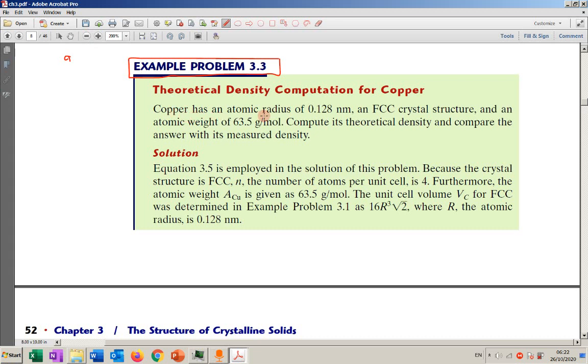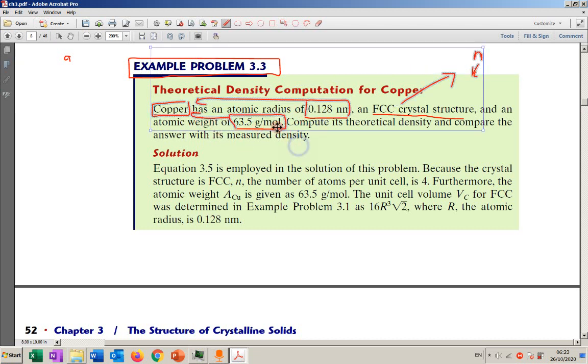Now, let's check this example here, a simple one. It says copper has an atomic radius, so first is copper, the element. The atomic radius is 0.128 nanometer, FCC crystal structure, and an atomic weight of 63.5 gram per mole. Compute the theoretical density and compare the answer with its measured density. The information given tells me it's FCC crystal structure, so it's going to give me n and the volume of the unit cell. By knowing the element, we know the radius and the atomic weight, both of them related to copper.